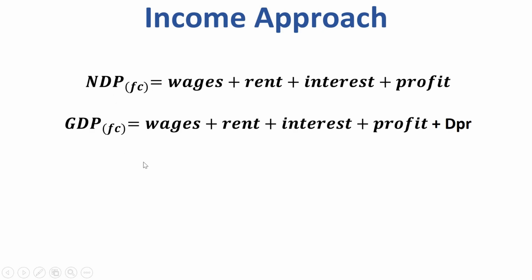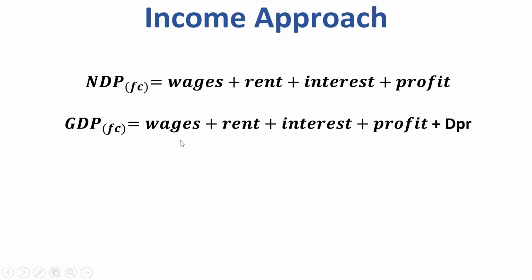What we have here, we started at net domestic product at factor cost. The moment we add depreciation, we come back to gross domestic product at factor cost. This is because when you add depreciation to net domestic product at factor cost, that gives you gross domestic product at factor cost. So from this very first relation, we proceed by adding depreciation to arrive at GDP at factor cost.